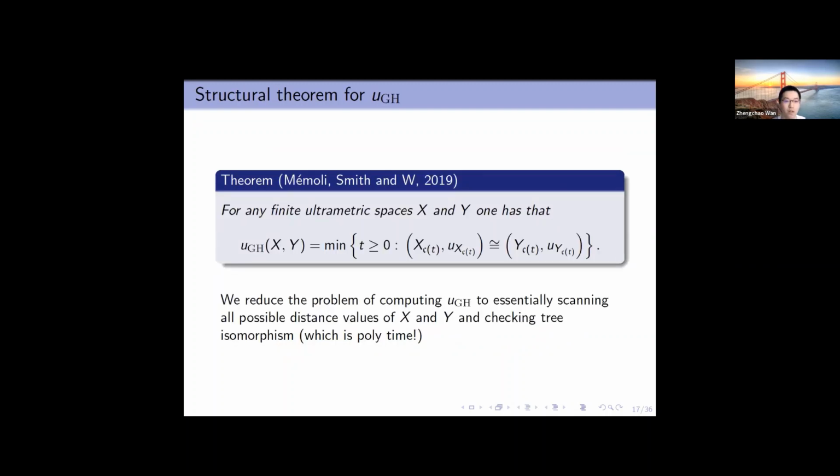Then I will state our first main result, that is the structural theorem for u_GH. It turns out that the u_GH between two finite ultrametric spaces is the smallest parameter t such that the t-close quotient of X is isometric to the t-close quotient of Y. This theorem allows us to reduce the problem of computing u_GH to essentially scanning over all possible distance values of X and Y and checking tree isomorphism.